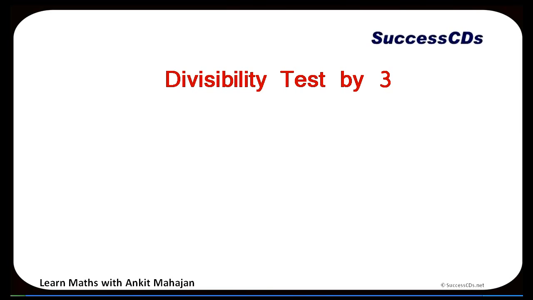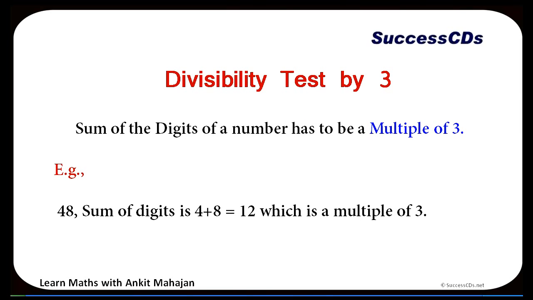Next, we discuss the divisibility test by 3. If the sum of the digits of your number is a multiple of 3, then the number is surely going to be divisible by 3. For example, 48. Now if you add the digits, 4 plus 8, it is equal to 12, which is a multiple of 3.